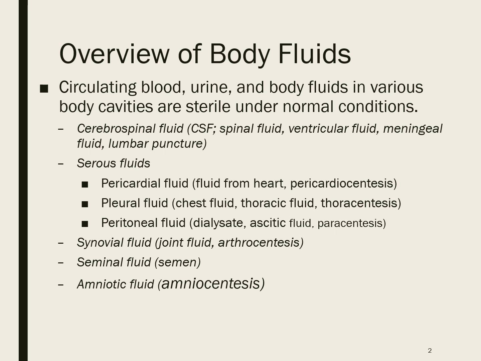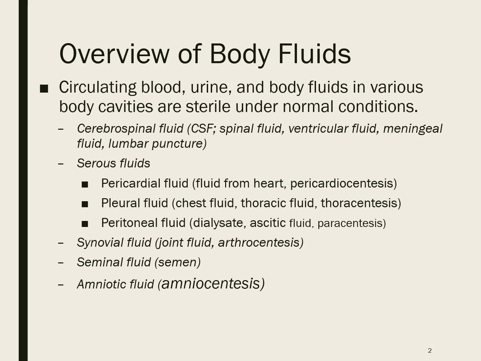So some of the main ones that we'll talk about are the more common ones tested in the lab, which is cerebral spinal fluid, or CSF, which is any of the fluids surrounding the brain down through the meningeal layer, all the way through the spinal column. Serous fluid is the pericardial fluid, the pleural fluid, or the peritoneal.